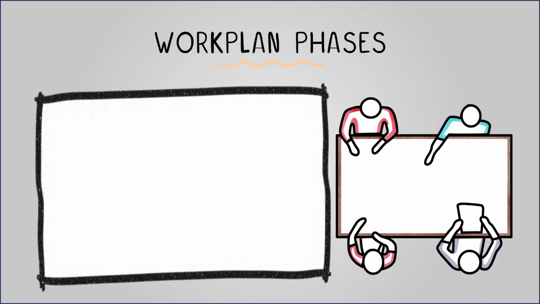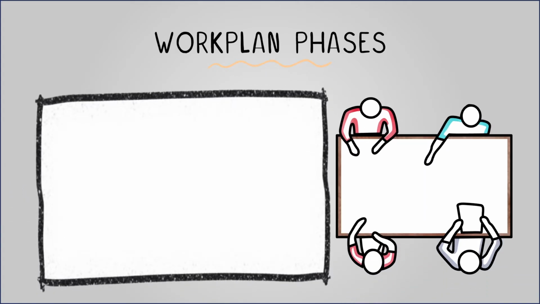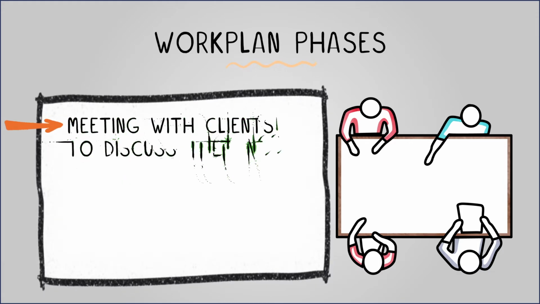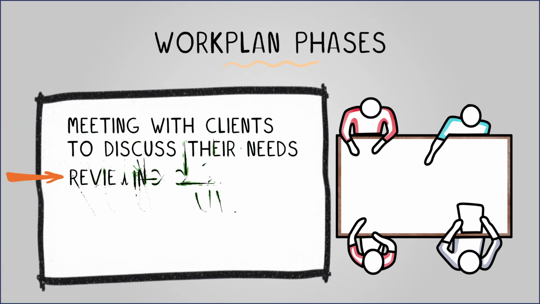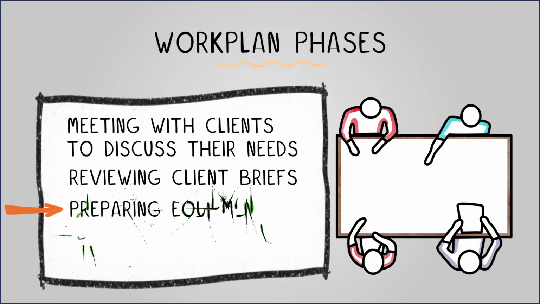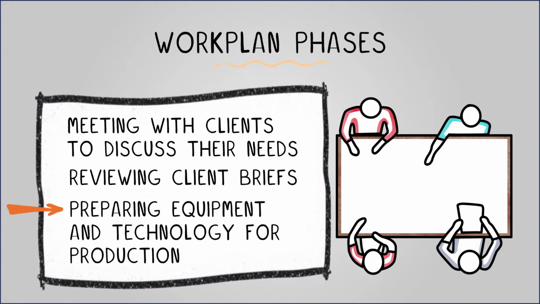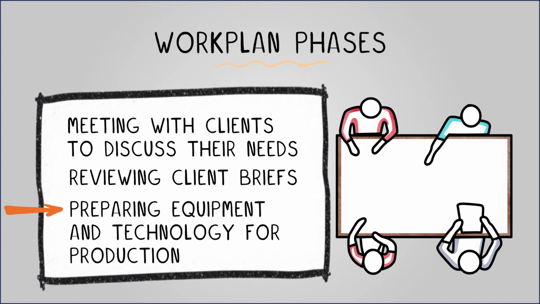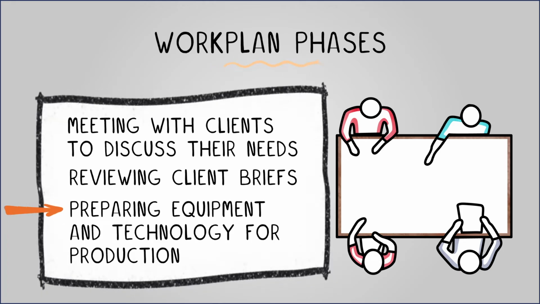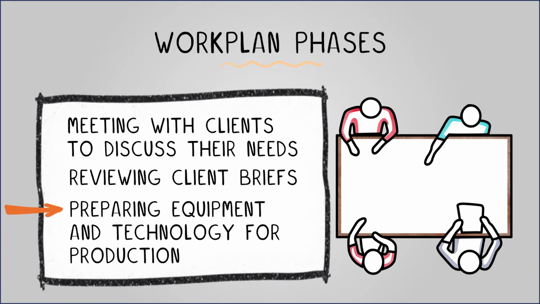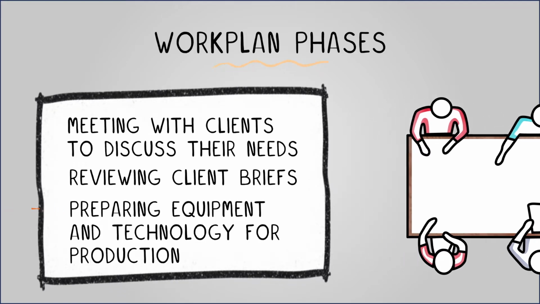During the pre-production phase, the project's elements are planned and assessed. This includes meeting with clients to discuss their needs, reviewing client briefs, and ensuring all necessary equipment and technology are available for production. The team involved in the project will brainstorm creative ideas and plan the project's content to ensure a clear vision of the final product.